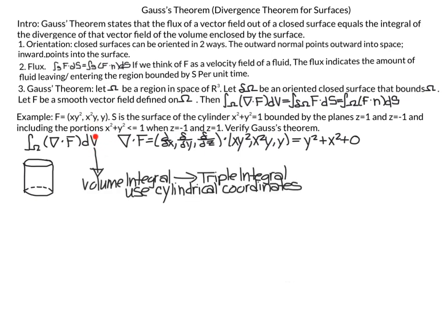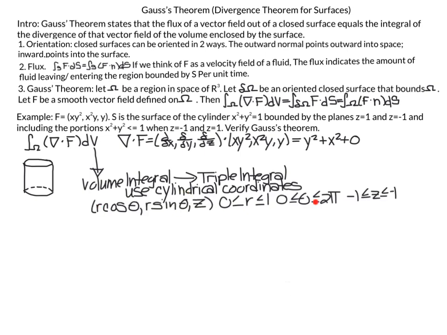Looking at my formula, I see that this is a volume integral, meaning we will have to do a triple integral. And since we're integrating over a cylinder, we are going to use cylindrical coordinates. Here I have my parameterization for cylindrical coordinates. My x-coordinate will be equal to r cosine theta, y will be equal to r sine theta, and my z-coordinate is just equal to z.